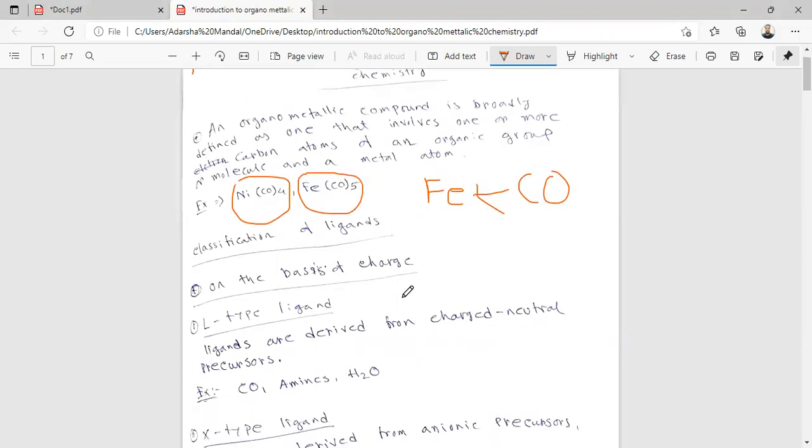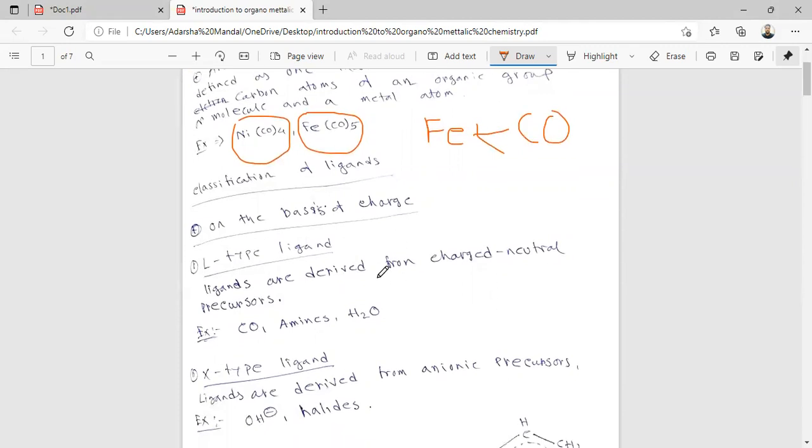And now I will tell how many ligands are present in this organometallic compound. There are many types of ligand in organometallic compounds. First I will classify the ligands on the basis of their charge. On the basis of charge, there are two types of ligand: the L-type ligand and the X-type ligand.